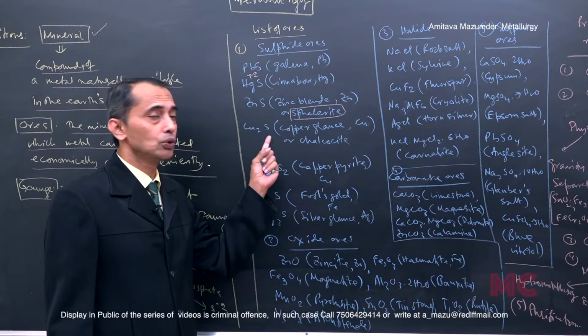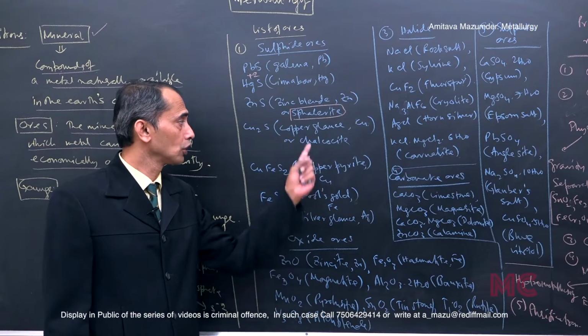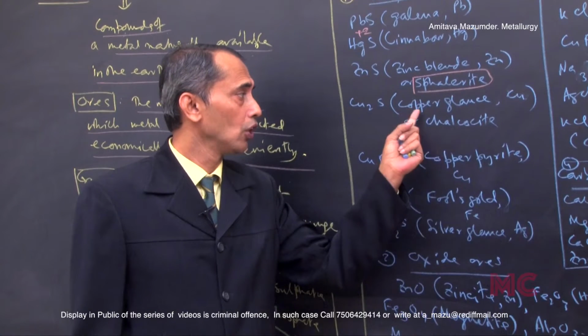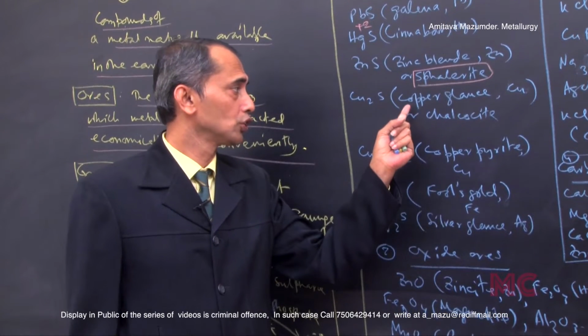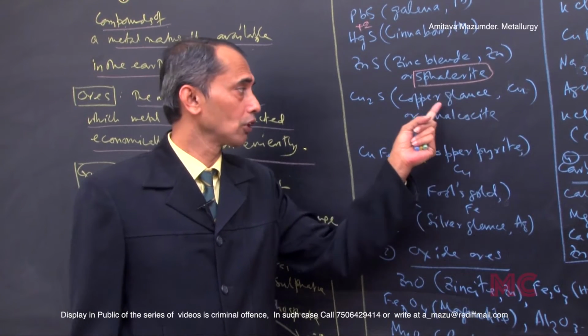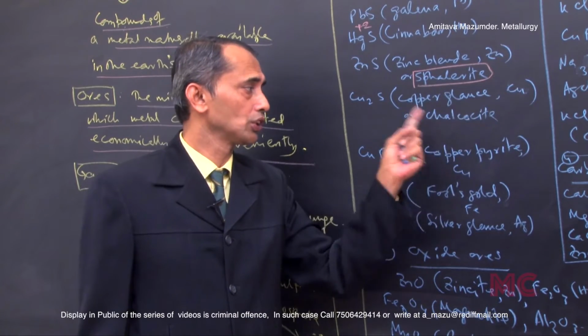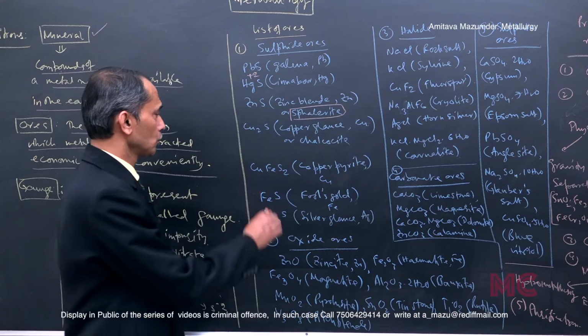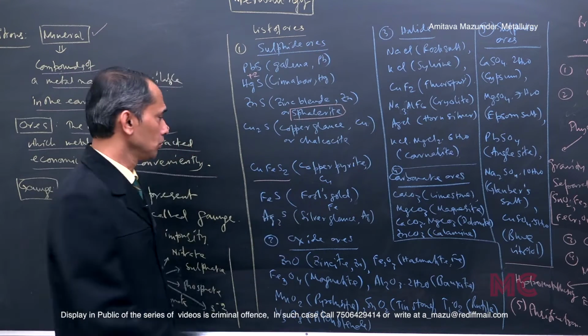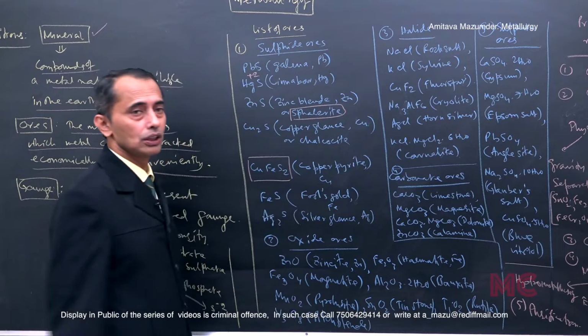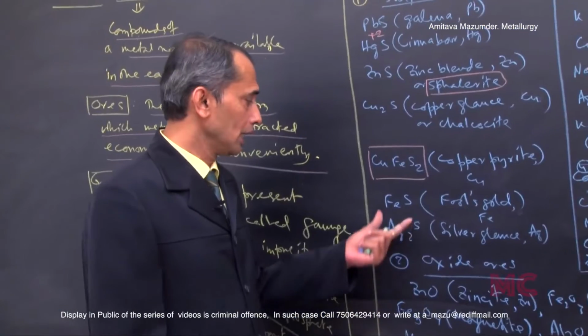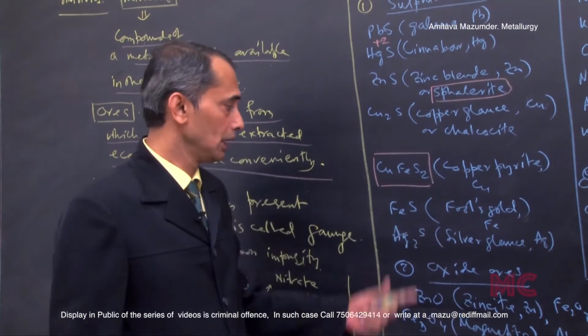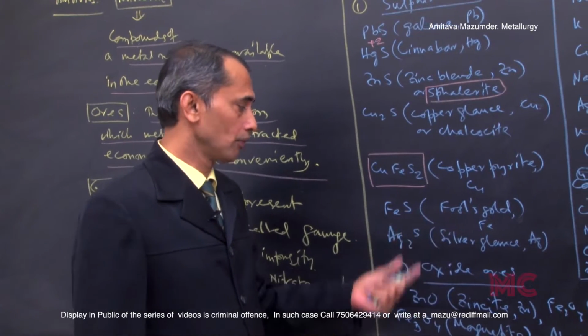Then Cu2S is copper glance, or chalcocite. It is not chalcopyrite; Cu2S is copper glance. CuFeS2 is called copper pyrite, which we basically use for copper extraction. And FeS2 is called fool's gold, it is the source of iron.